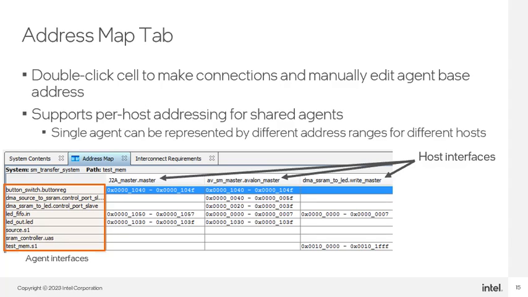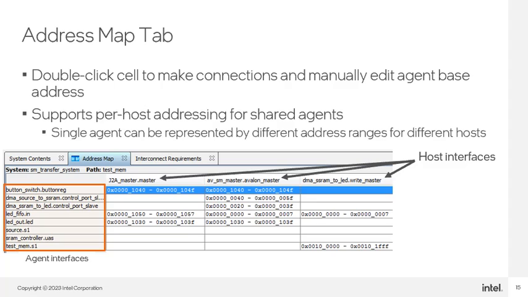Just like on the System View or System Contents tab, you can double-click a cell and edit the address for an agent's connection to a host. Entering a base address into an empty cell on the Address Map tab is a handy way of making a host-agent connection and setting a base address in one step.